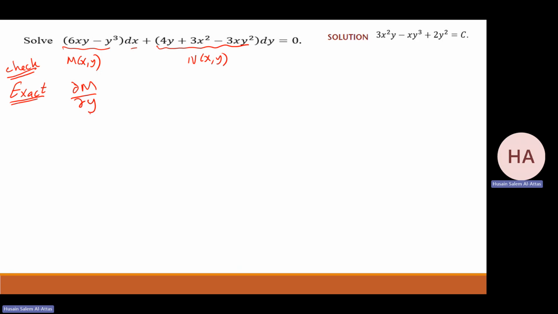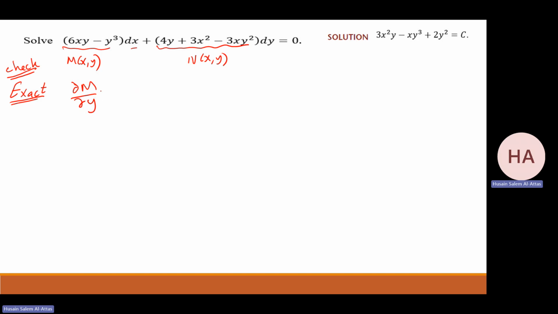Note this is dx, this is y. Differentiating, that will be what? 6x minus 3y squared. Usually I like to do it this way. Partial N with partial x will be what? Note this, I'm doing a partial derivative. What's the meaning of partial derivative? Yeah, let me go back, since I'm doing it the first time. What's the meaning of partial derivative?